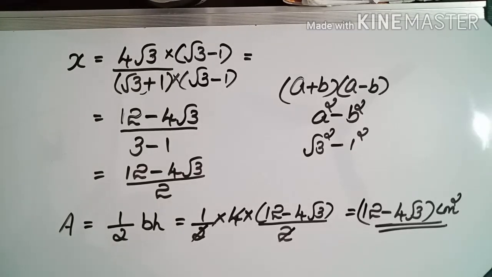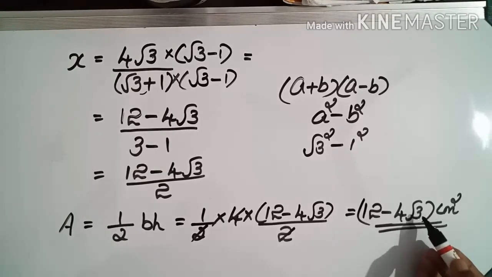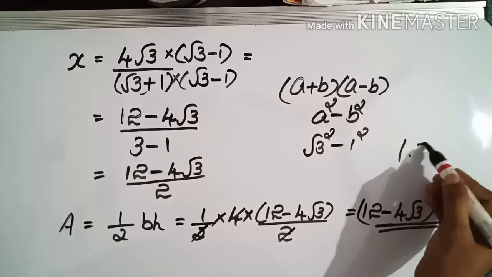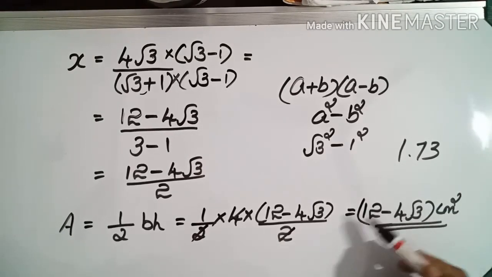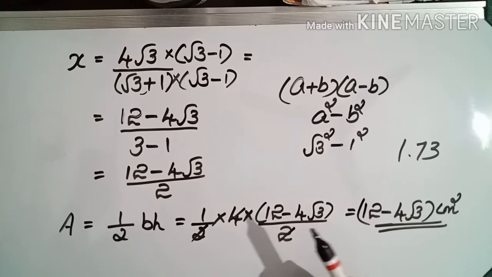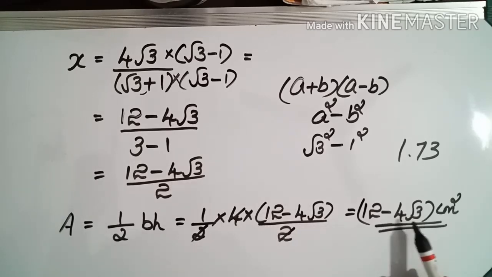Normal simplification is needed. If you want, you can simplify by using the approximate value of root 3. What is the approximate value of root 3? It is 1.73. By applying that value here, you can simplify this. It is not necessary. You can write the answer like this also. So the area of the triangle is 12 minus 4 root 3 centimeter square.